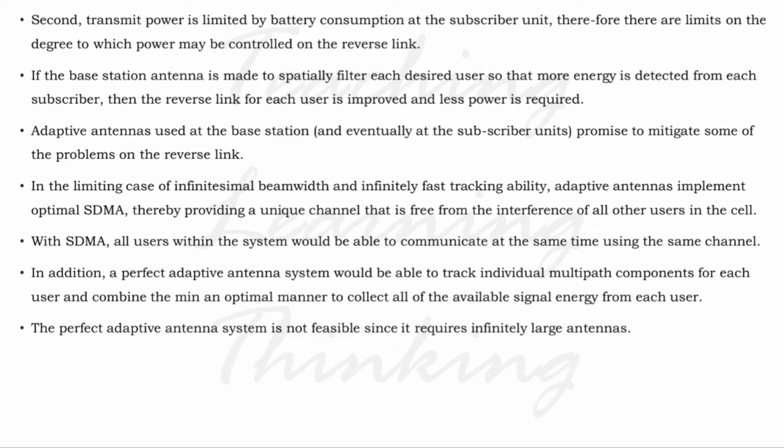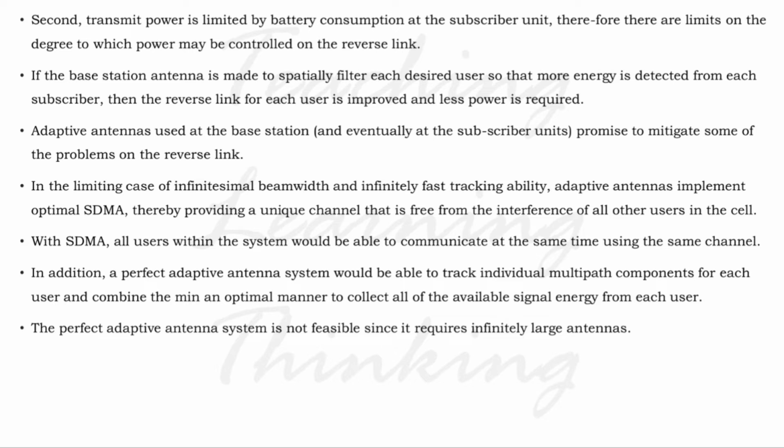The second thing is that the transmit power is limited by battery consumption in the subscriber unit, and therefore there are limits on the degree to which the power may be controlled on the reverse link. If the base station antenna is made to spatially filter each desired user so that more energy is detected from each subscriber, then the reverse link for each user is improved and less power is required. Adaptive antennas used at the base station, and eventually at the subscriber unit, promise to mitigate some of these problems on the reverse link.